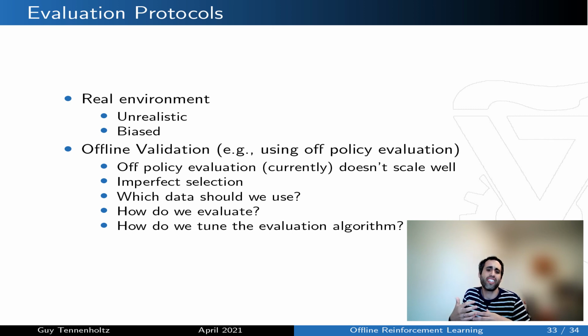Other questions that we could ask is, what data should we use? For off-policy evaluation, we need a large amount of data. Should we take a large portion of the data and evaluate our policy on that? What off-policy evaluation algorithms should we use? There are many different kinds. And how do we tune this off-policy evaluation algorithm together with our offline RL algorithm? We have hyperparameters here, we have hyperparameters there. How do we tune both of them together? These are all really hard and open questions that we should ask ourselves in order to be able to validate our offline RL algorithms offline.